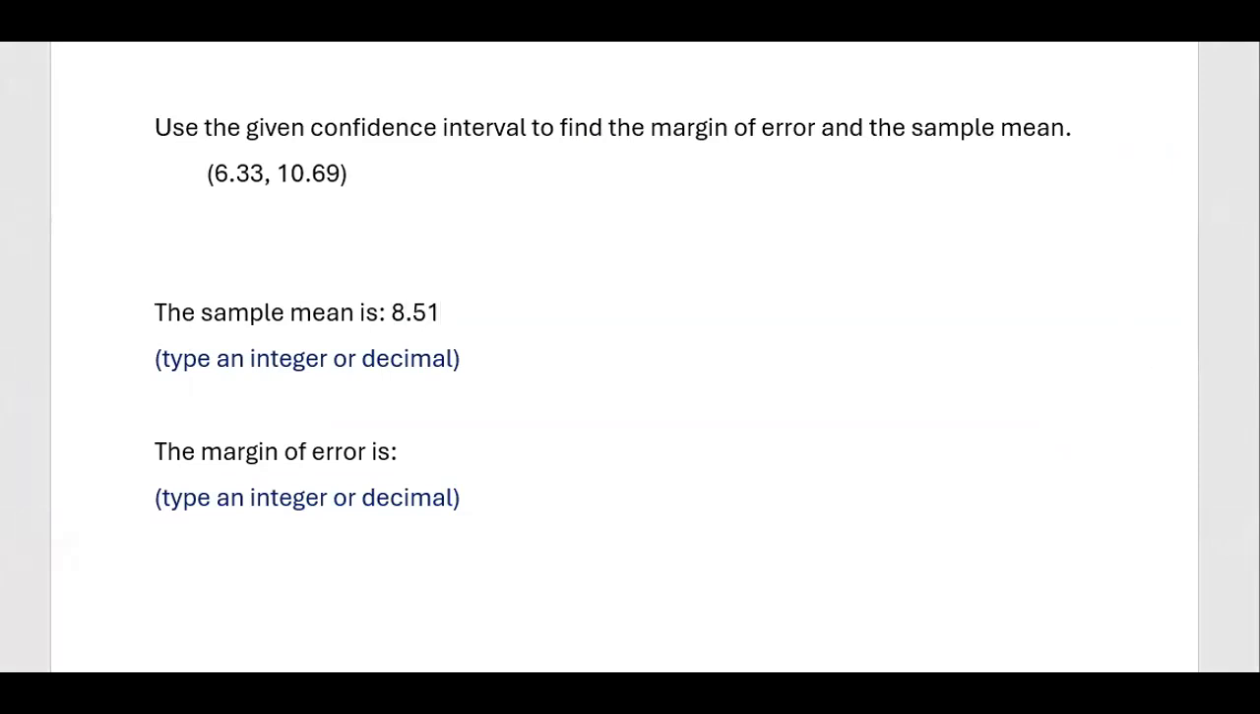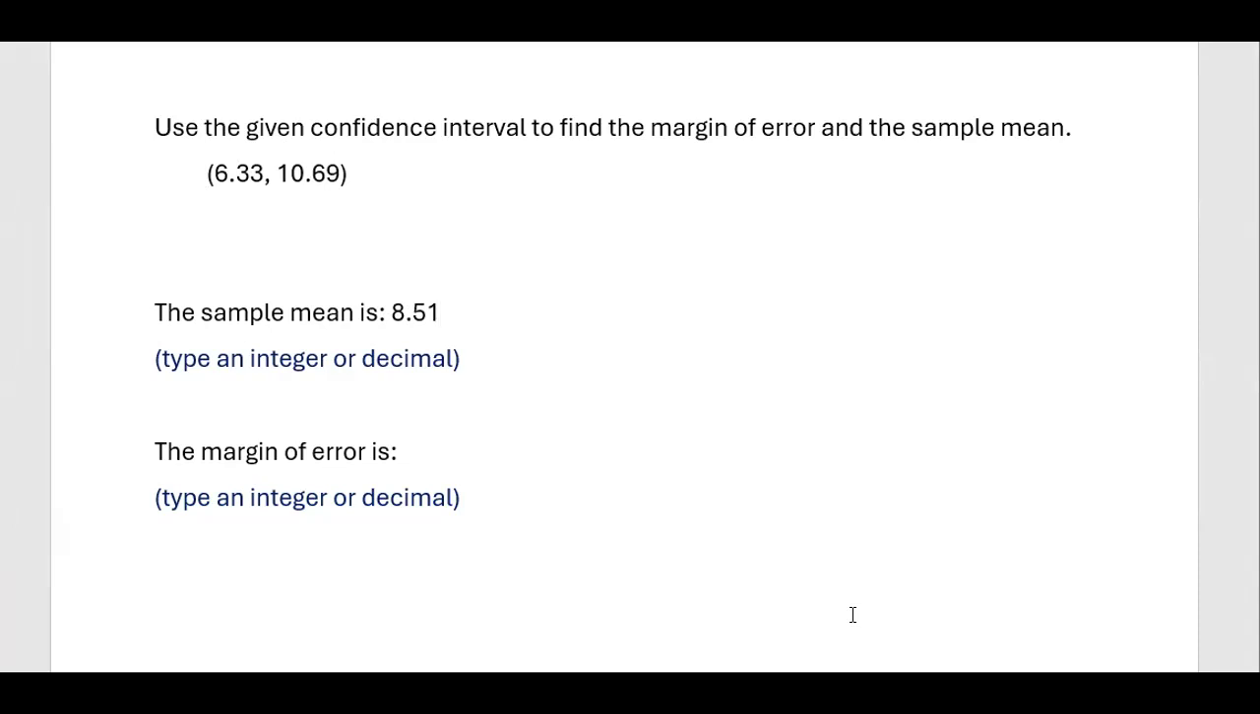8.51. Okay. Now the margin of error is the distance from the sample mean to either endpoint. So there are two ways you can calculate it when you're given this kind of setup. You can either take the higher number and subtract the sample mean, or you can take the sample mean and subtract the lower number. Let me do both and show you what I mean.